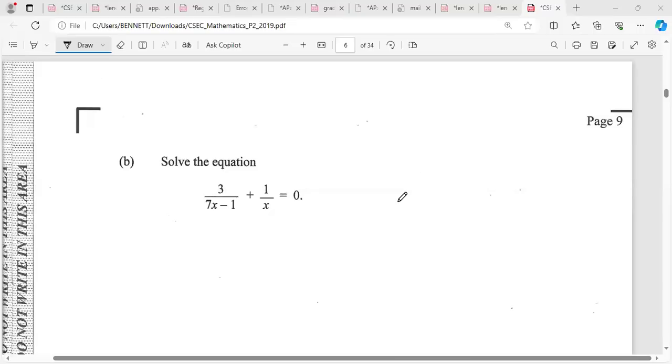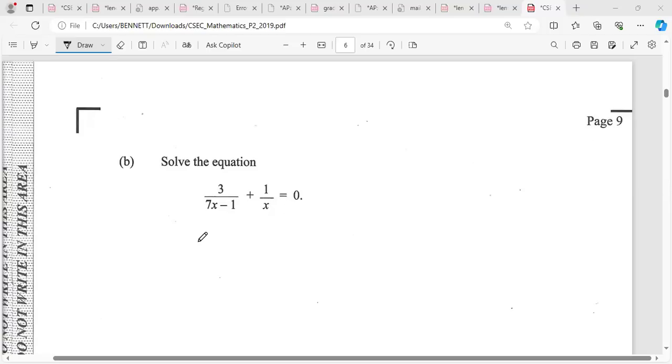Yeah, Daniela, correct. All right, let's go. So guys, the first thing you want to do is get rid of the denominator, right? This side doesn't really matter much because anything times 0 will give you 0. So we're just going to multiply by the LCM. The LCM will be the product of these two, 7x minus 1 times x.